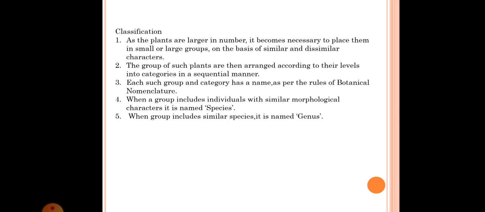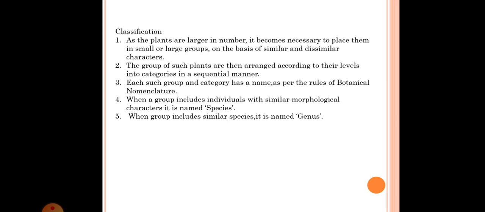The next one is classification. As the plants are larger in number, it becomes necessary to place them in small or large groups on the basis of similar and dissimilar characters. The groups of such plants are then arranged according to their levels into categories in a sequential manner. Each such group and category has a name as per the rules of botanical nomenclature.